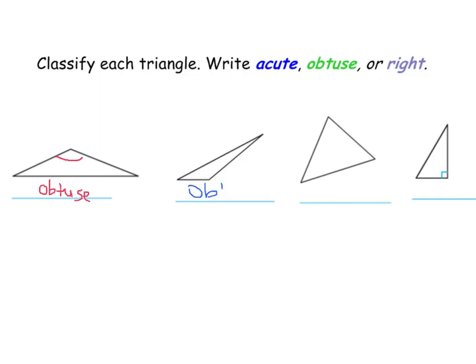Now the reason why this one is obtuse is because I still have an obtuse angle here with two acute angles. Now let's look at triangle 3, the third one.